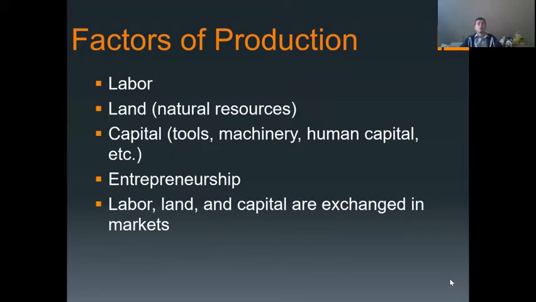So first, a reminder of what the factors of production are that are going to be in this market. Labor, land includes natural resources. Capital, this is tools, machinery, human capital, all that stuff. Not money. Remember, money is not capital in economics. Entrepreneurship, and those are the four factors of production. Now, once again, you can't really model entrepreneurship. It's too difficult. It's too individualized. So instead, land, labor, and capital are going to be what's exchanged in these markets. So we are going to focus on labor, but it applies to land and capital as well.